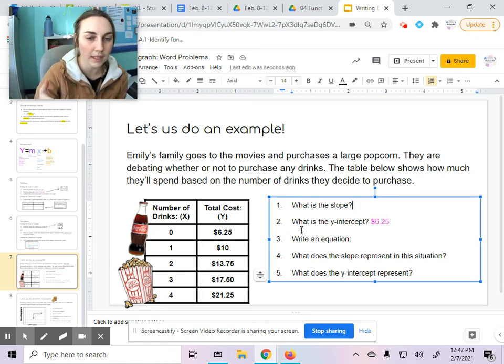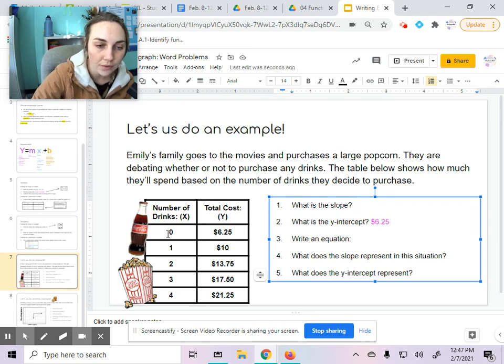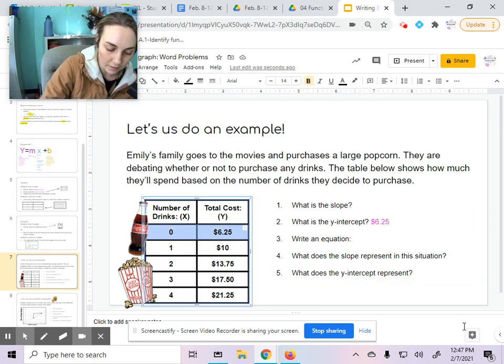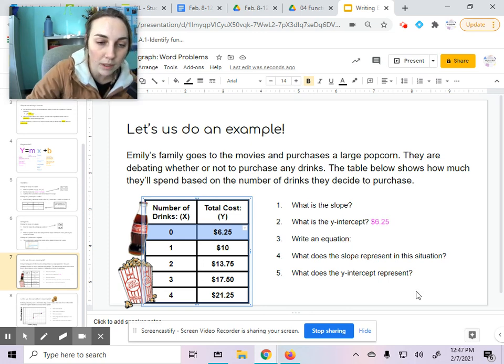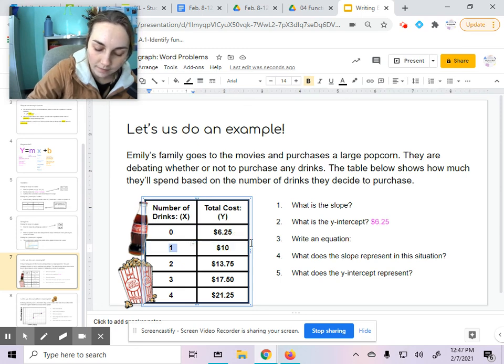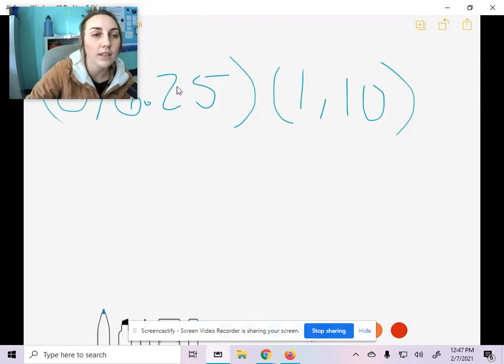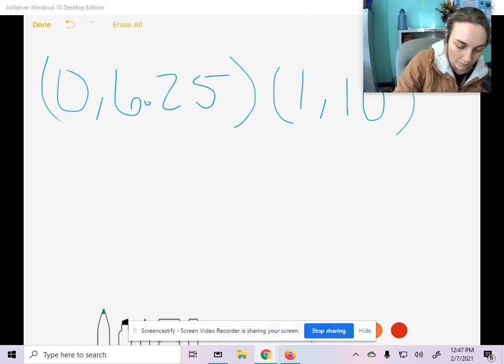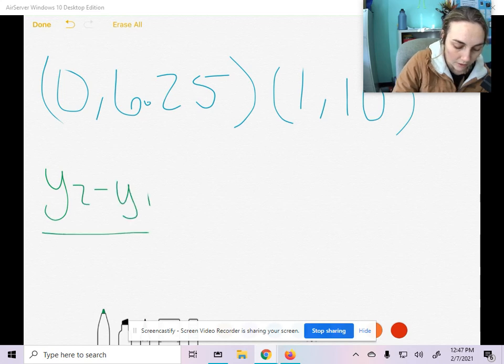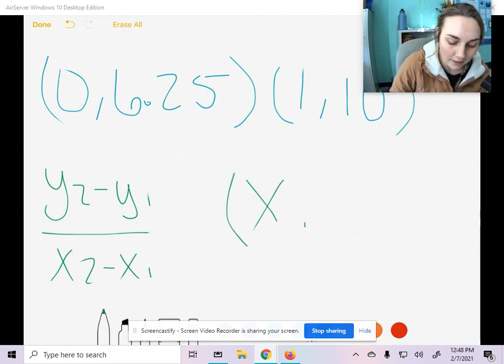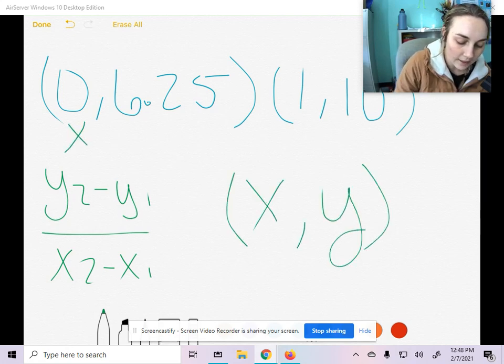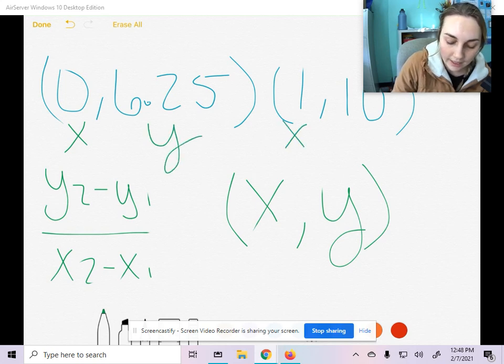So again, to find the slope, you pick 2 points on this table, you put it in the slope formula, and you solve. So the first point I'm going to choose is 0 and $6.25. And the second point I'm going to choose is 1 and 10. Okay, let's go ahead and do this, guys. All right, so here are my points, and here is the slope formula, y2 minus y1 over x2 minus x1. Remember, when you have an ordered pair, your first number is always an x, your second number is always a y. So 0 is an x, $6.25 is a y, 1 is an x, and 10 is a y.